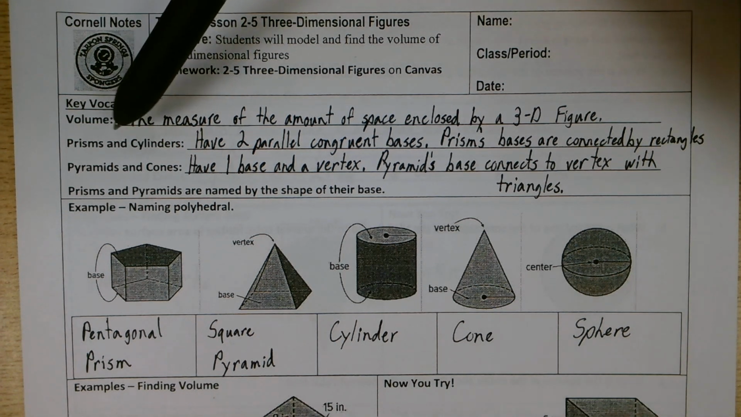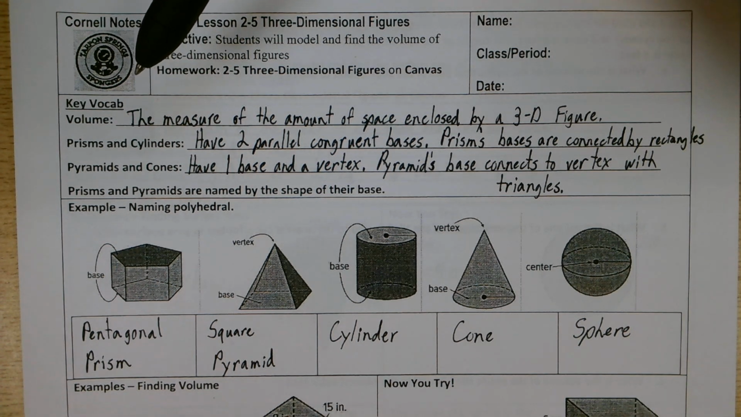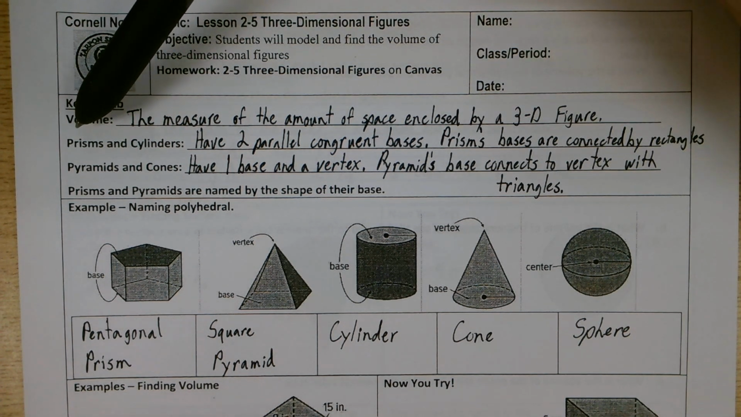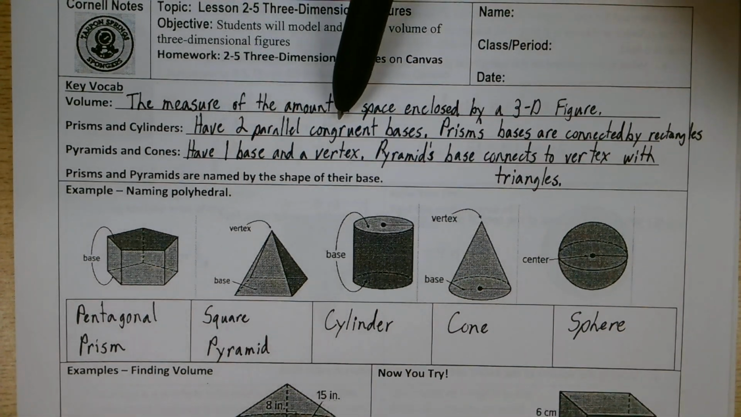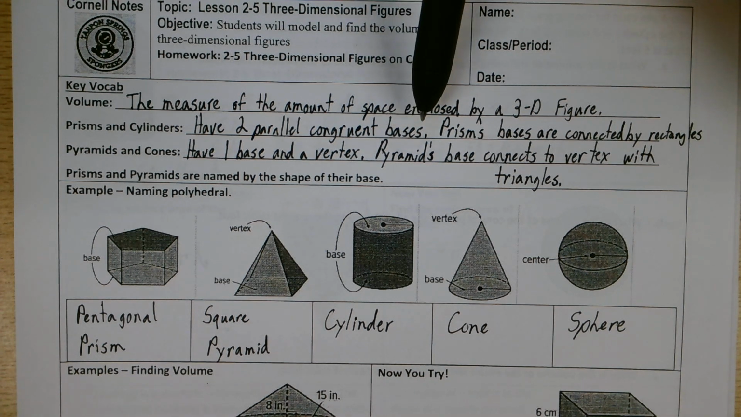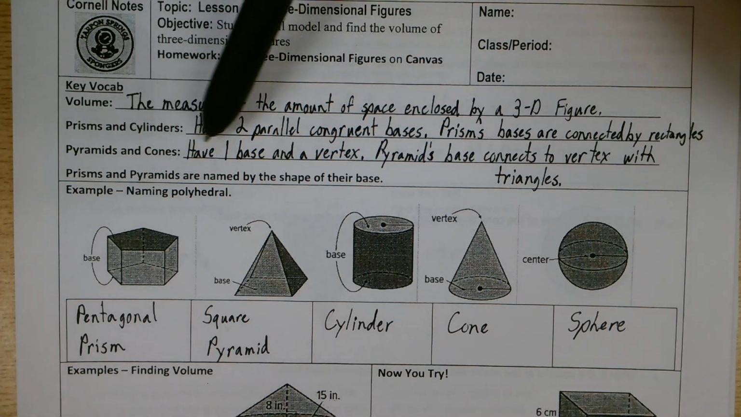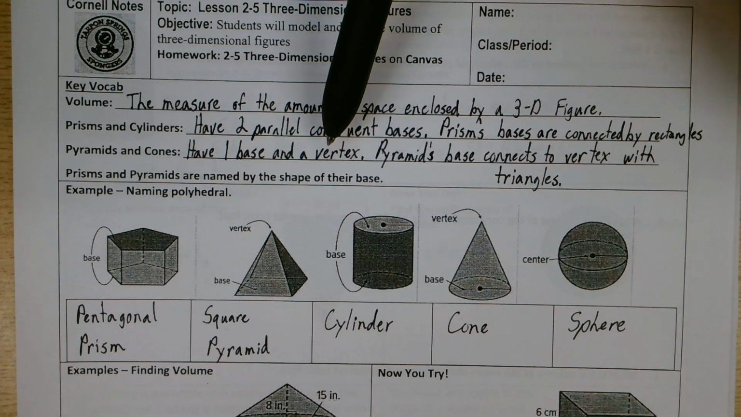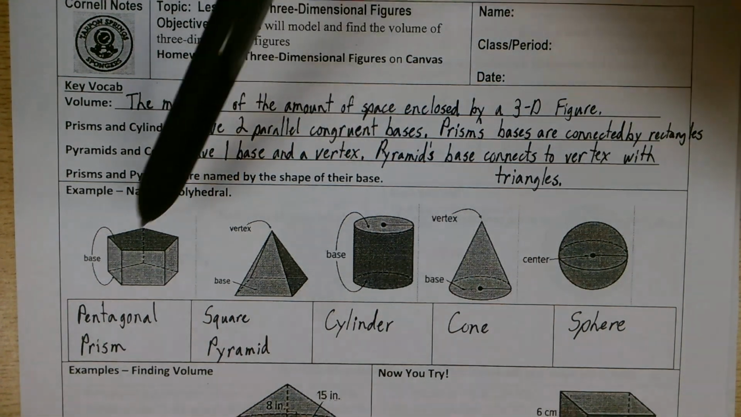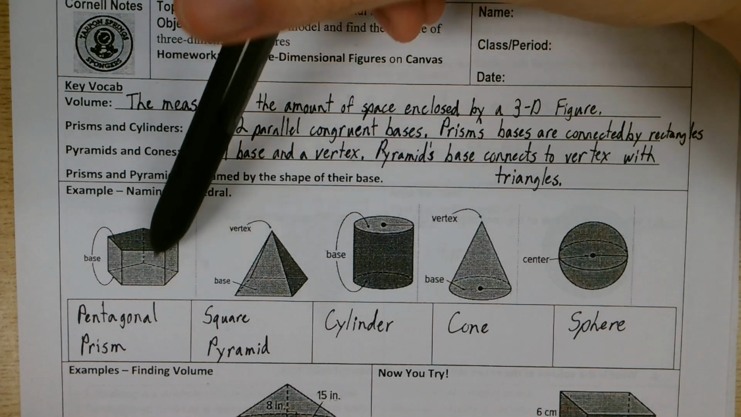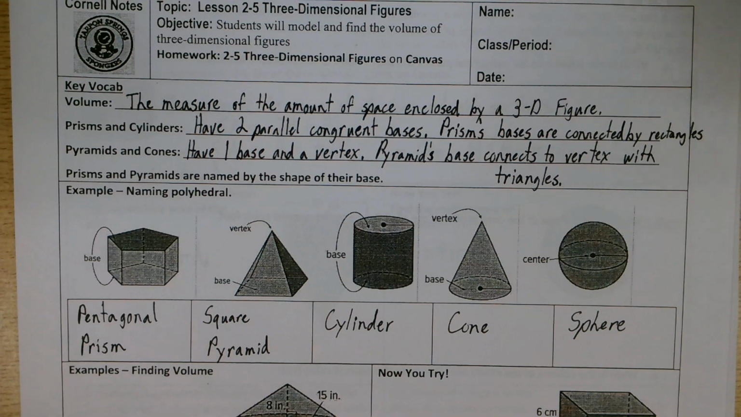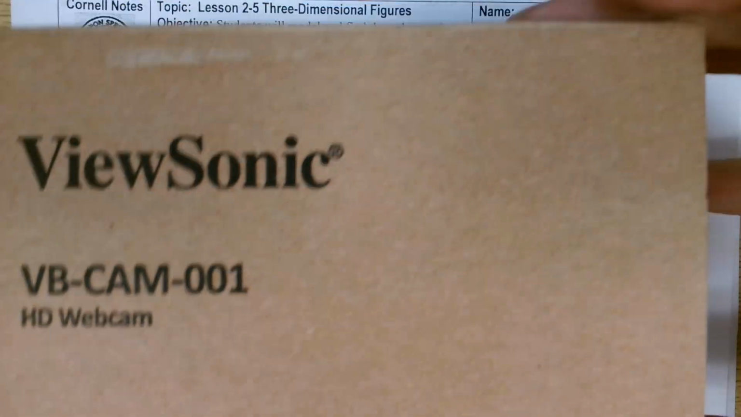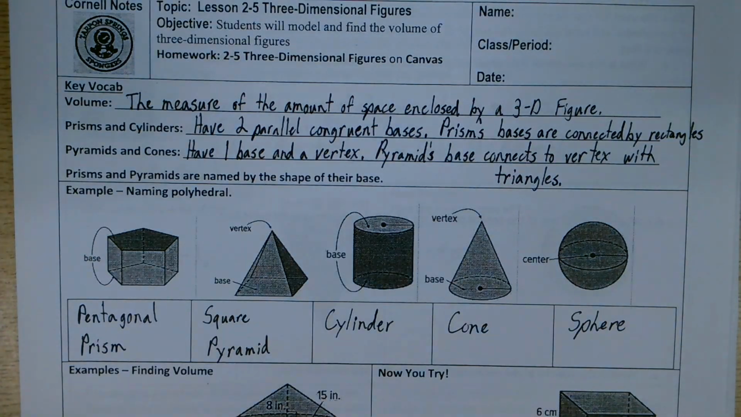We were really concerned with primarily two different categories of 3D figures: prisms and cylinders, which have two parallel congruent bases, and pyramids and cones, which have one base and a vertex. We can see an example of a prism here. Examples of prisms in everyday life are any sort of box that you have. This box here would be an example of a prism.